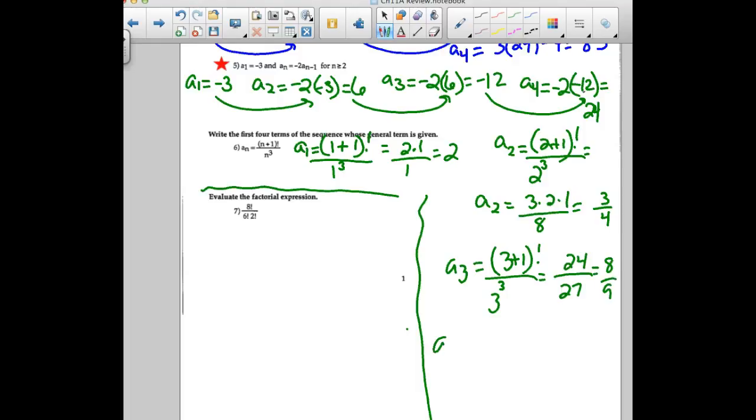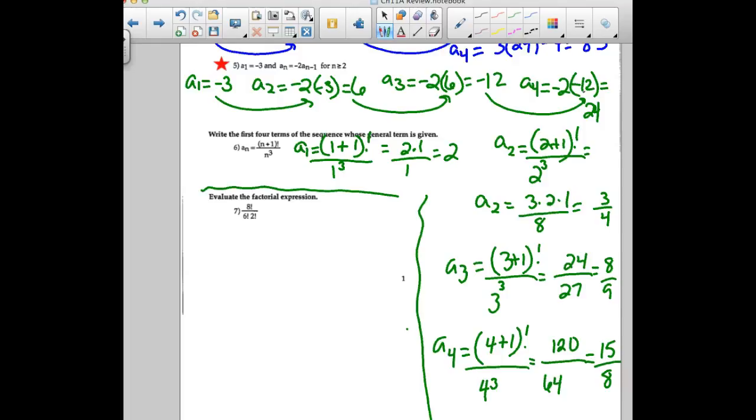And then our fourth term is 4 plus 1 factorial divided by 4 to the third power. 5 factorial would be 5 times 4 times 3 times 2 times 1. That is 120. And divide it by 4 cubed, which is 64. And again, that could be reduced down to 15/8.